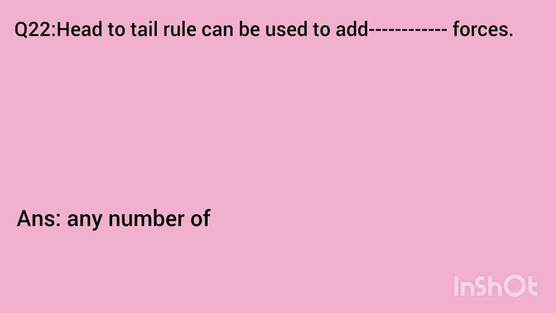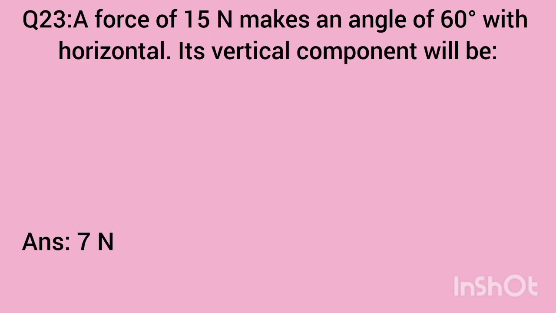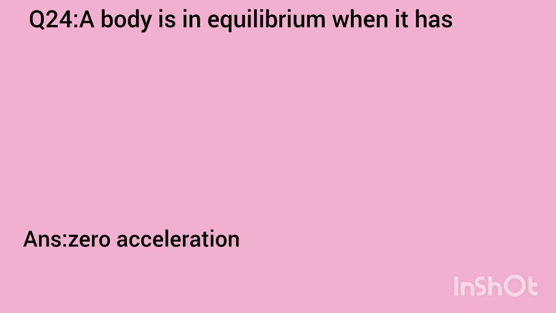Question number 22. Head to tail rule can be used to add blank forces. Answer: Any number of. Question number 23. A force of 15 N makes an angle of 60 degrees with horizontal. Its vertical component will be, answer: 7 N. Question number 24. A body is in equilibrium when it has, answer: zero acceleration.